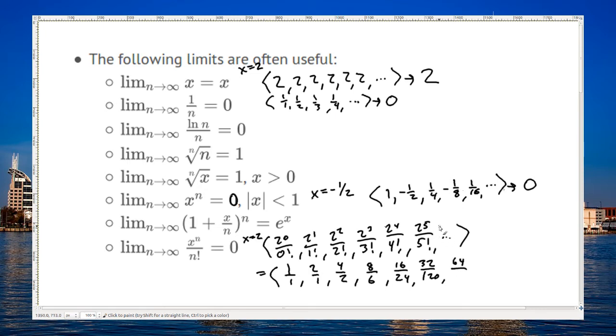The next step would actually be the 6 over 6 factorial. That would be 64 over 720. You can see how these fractions are getting closer and closer to nothing.